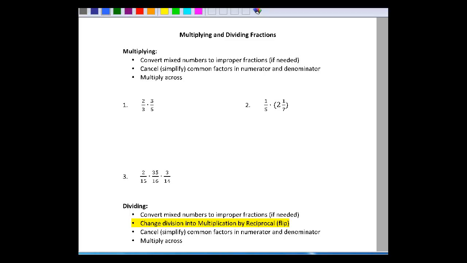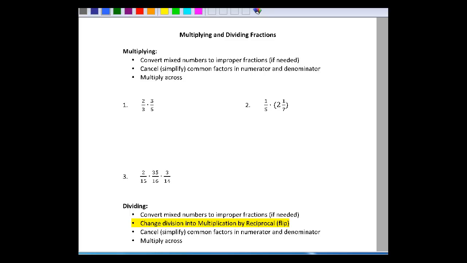Welcome to a video reviewing the process for multiplying and dividing fractions. Across the top here I have listed the three major steps to multiply fractions. First, you need to convert mixed numbers to improper fractions if you have any mixed numbers to begin with. Cancel common factors in the numerator and denominator, and I'll show you what that means in a moment, and then multiply across the numerator and across the denominator.